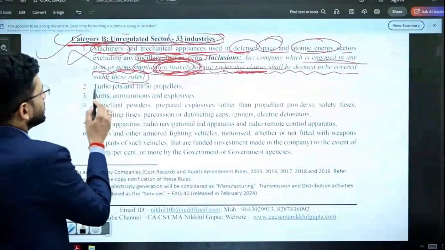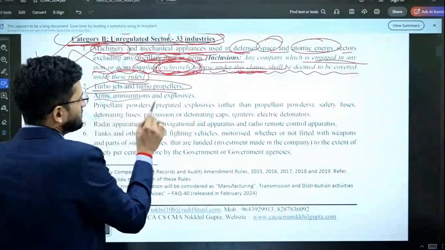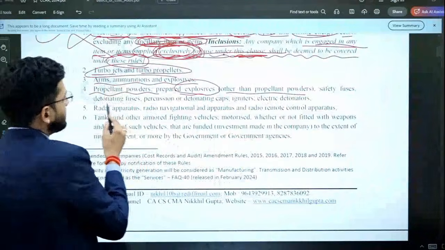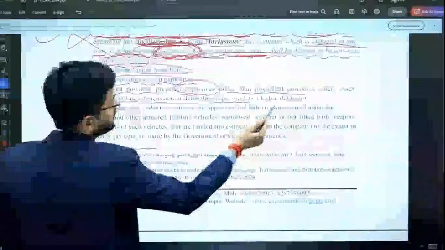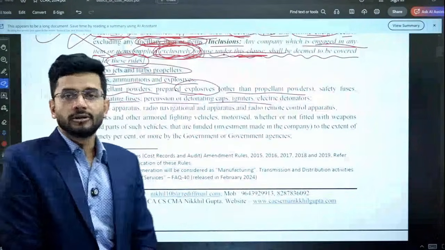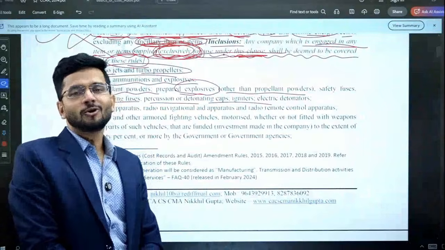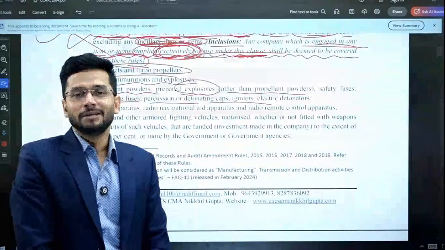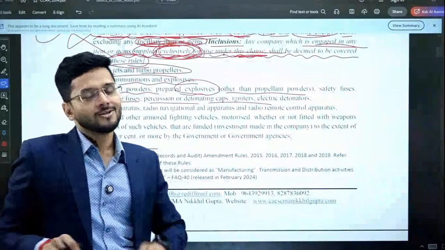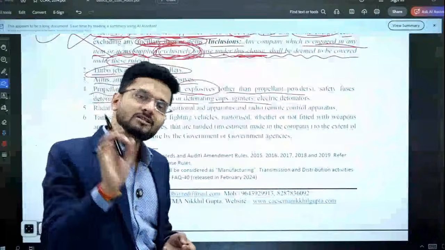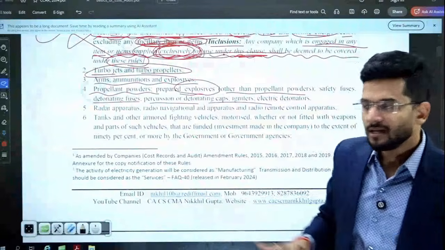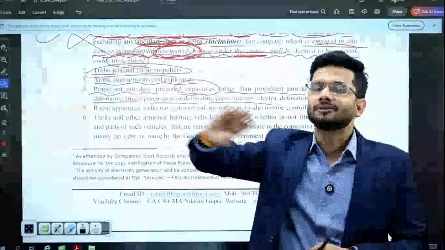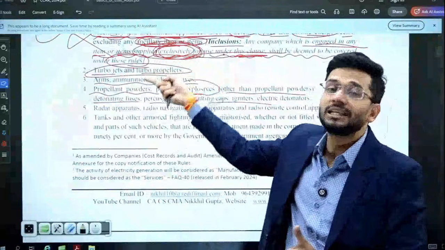Okay, sir, got it. Then turbojets, turbopropellers, arms, ammunition, explosives, propellant powders, prepared explosives other than propellant powders, safety fuses, detonating fuses, percussion, detonating caps, igniter, electric detonator. So guys, you need not know the meaning of each and every word which is listed over here. It is practically impossible to know the meaning of each and every word. I tried and I failed. So don't remember the meaning of each and every word. Just remember the words. If you read this entire list 3 times, you'll remember the words. And the idea is just to remember the words, nothing else, because it's difficult to understand the meaning of the words.